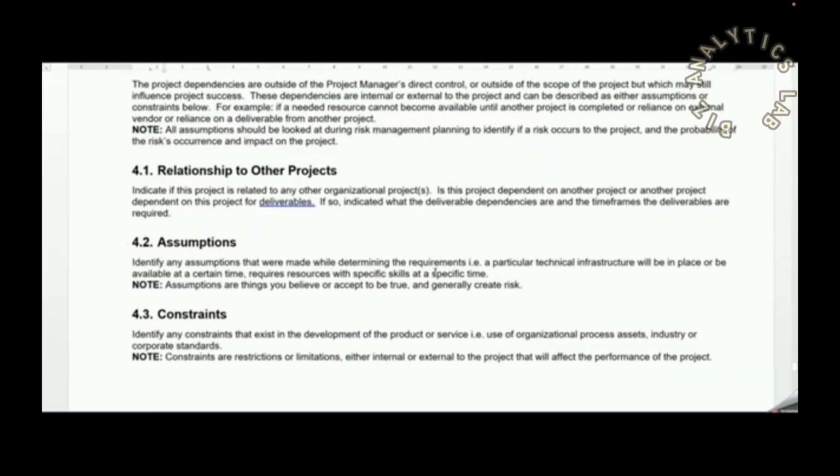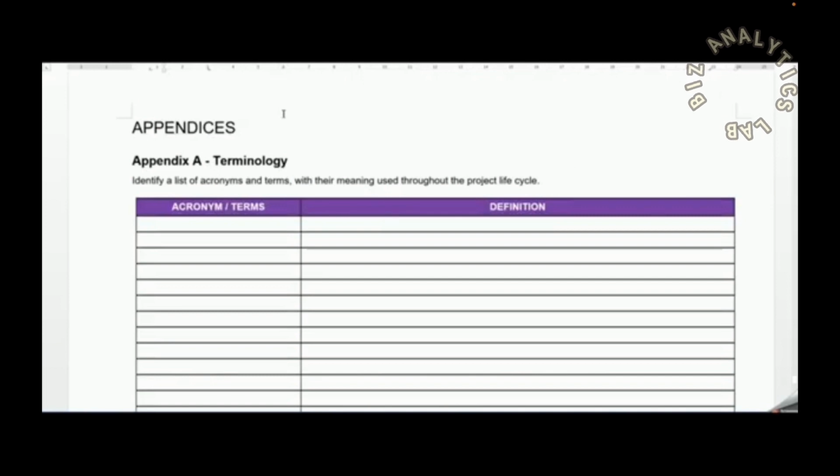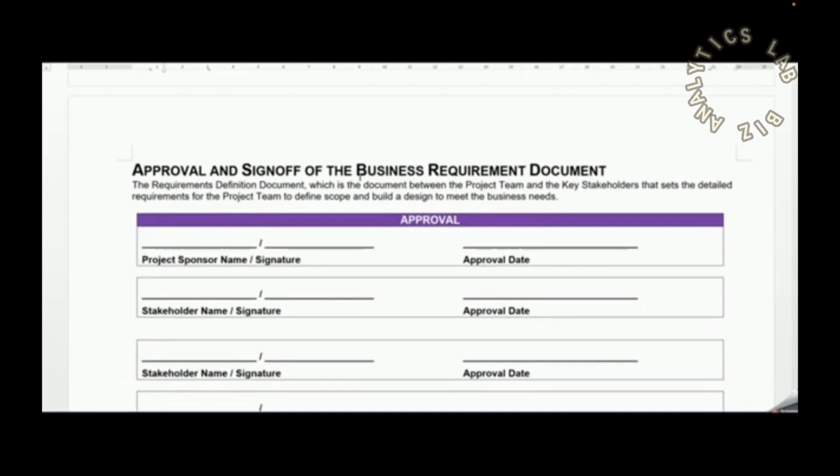And then you should also write down some of these assumptions, saying that this is based on the following assumptions that were made while determining the requirements, because you can't capture everything, but at some point you have to draw a line in the sand and say, this is what we have currently based on what we know. And that's why assumptions are critical. And at the end, you can have appendices with terminology and then approval and sign-off.